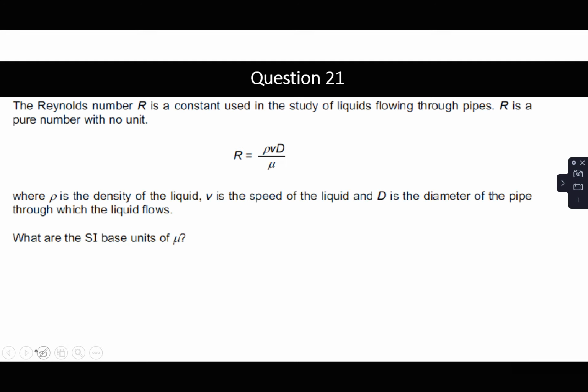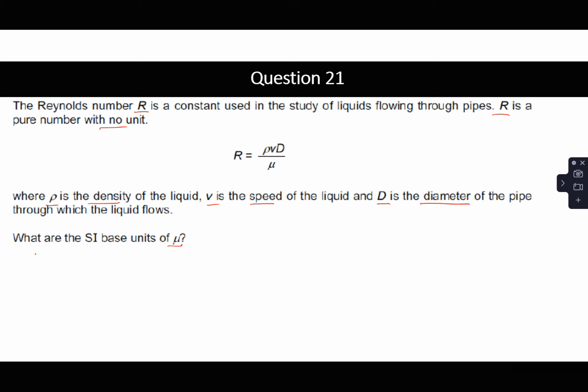Next is question number 21. The Reynolds number R is a constant used in the study of liquids flowing through pipes. R is a number with no units, so we shall not bother about it. Rho is still density, V is speed, D is diameter, which is a length. What are the SI base units of mu?